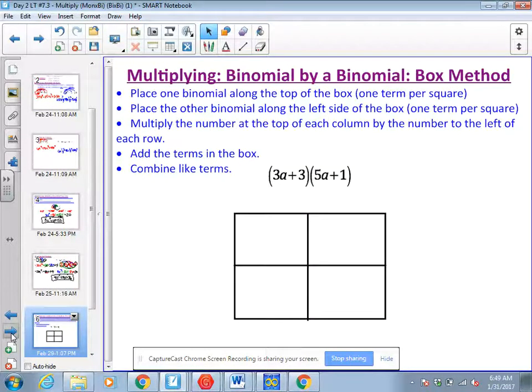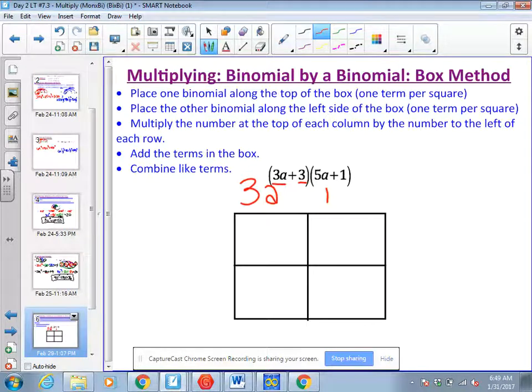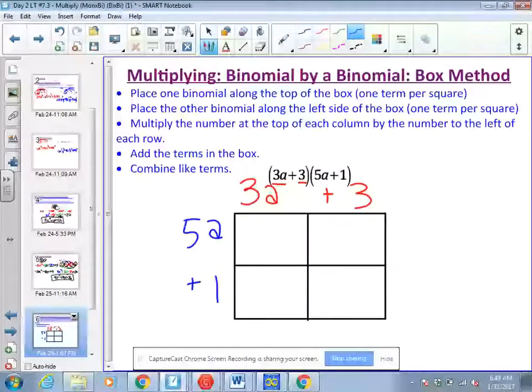There's an additional way to go about solving a binomial by a binomial. Some people prefer this method. This is called the box method. What's going to happen is you're going to set each term along the perimeter. So my first binomial, I would separate that as 3a and plus 3 along the outside of a box. And then on the outside of this one would be 5a and plus 1.